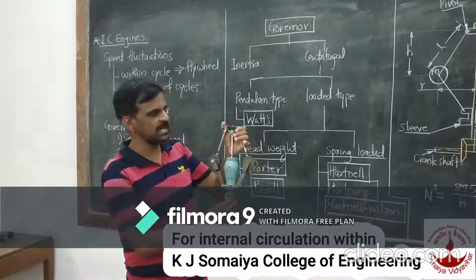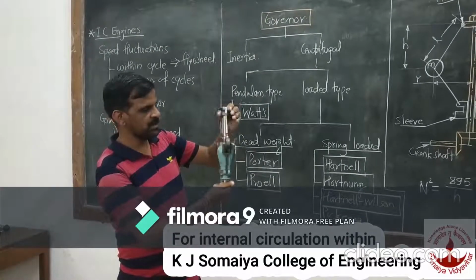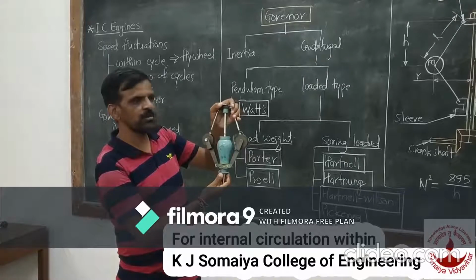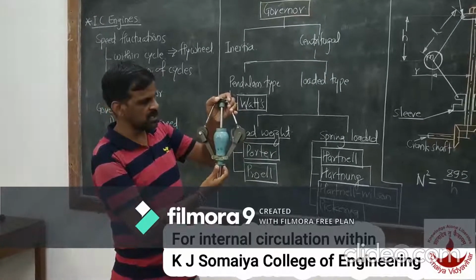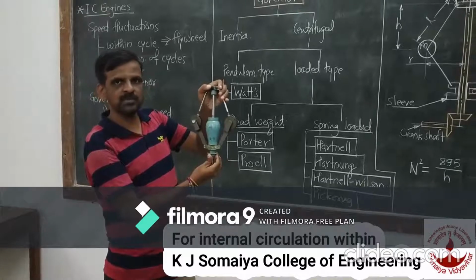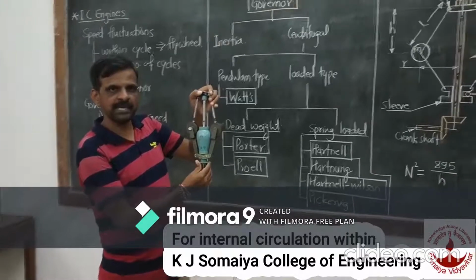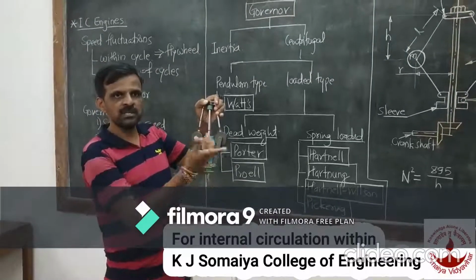Now here it will work again the same. The spindle, which is connected to the IC engine, when it rotates, the fly balls will move away from each other due to the centrifugal force, and this sleeve will move in the upward or downward direction based on the speed as such. And this movement of the sleeve in the upward and downward direction will be connected to the throttle.